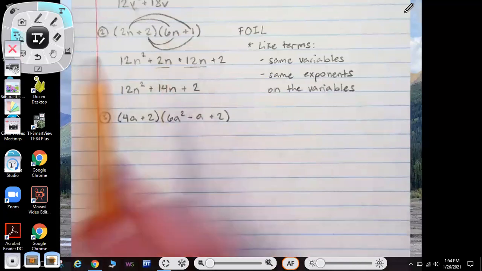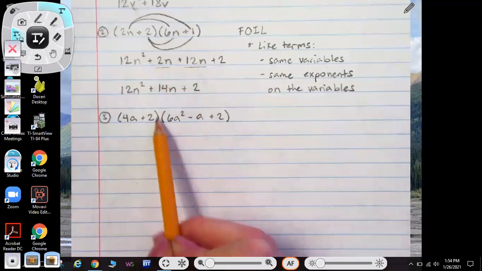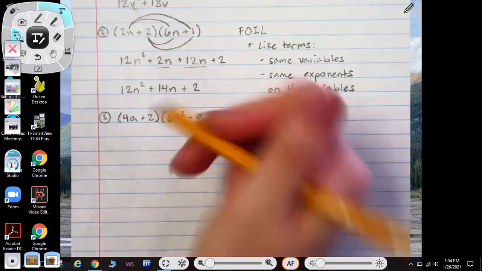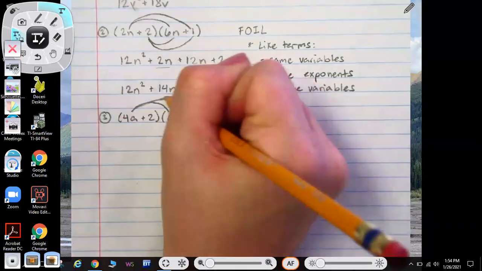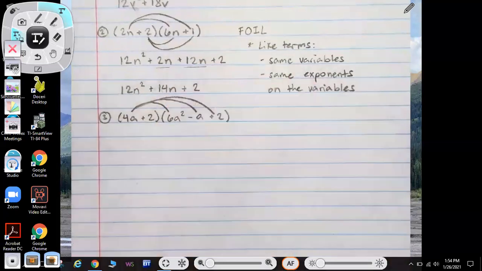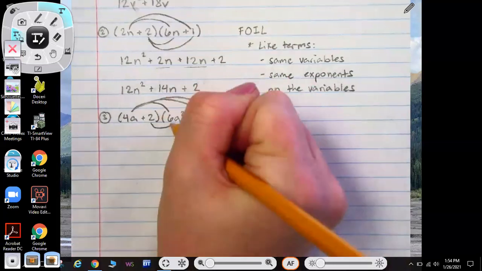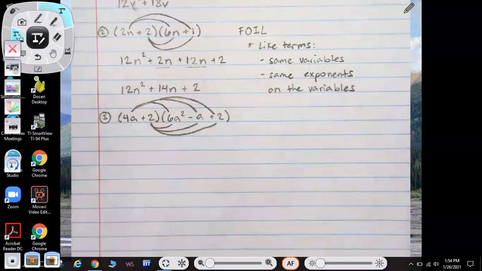It's just the distributive property. You take every term in the first set of parentheses and distribute it to every term in the second polynomial. So we're going to take 4a and distribute it to all 3 terms in the second polynomial. Then we'll do the same thing with this 2. It gets distributed to all 3 terms in the second polynomial. You would do that no matter how many terms are in either one of the polynomials. You'll do it the same way.